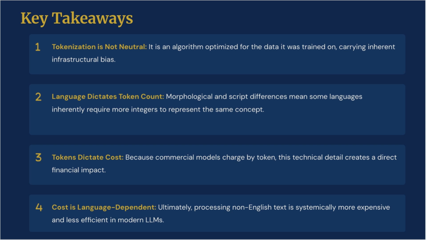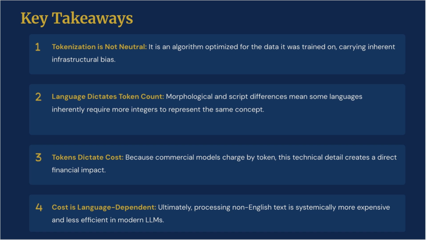Now let's consolidate everything that we have discussed into the following key takeaways. First, tokenization is not neutral. It might seem like a purely technical processing step, but in reality, it is an algorithm trained on specific data distributions. Since most training data is dominated by English and Latin script languages, the tokenizer becomes inherently optimized for them. This introduces a subtle but important infrastructural bias even before the model starts learning.